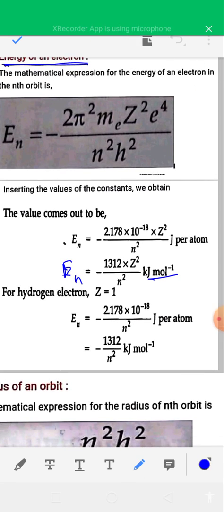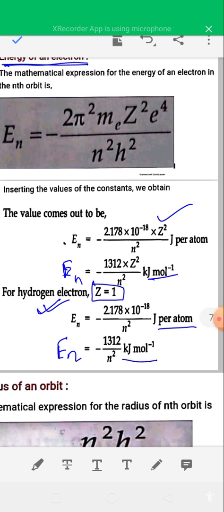And for the hydrogen atom, you just have to put the value Z equal to 1. So En, the energy of an electron in the nth orbit of the hydrogen atom, is equal to minus 2.178 × 10⁻¹⁸ × 1²/n² joule per atom. And in kilojoule per mole, the energy of an electron in the nth orbit of hydrogen is En equal to minus 1312/n² kilojoule per mole.